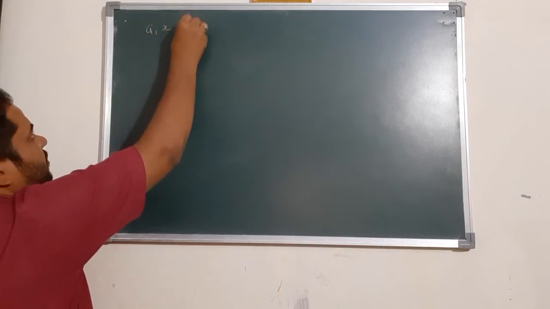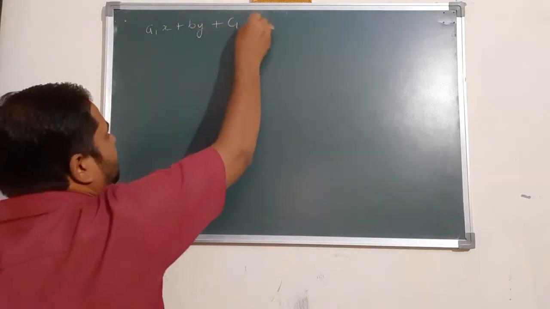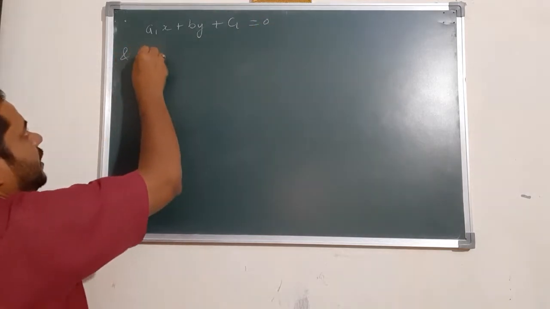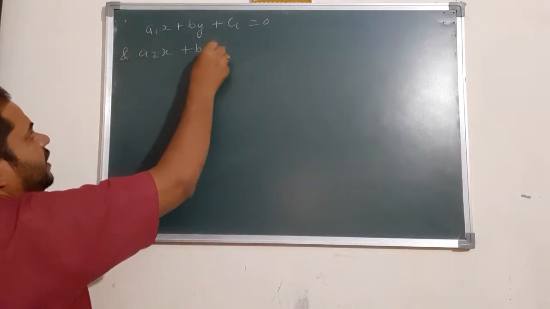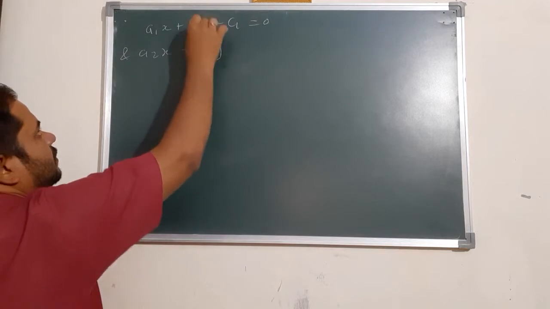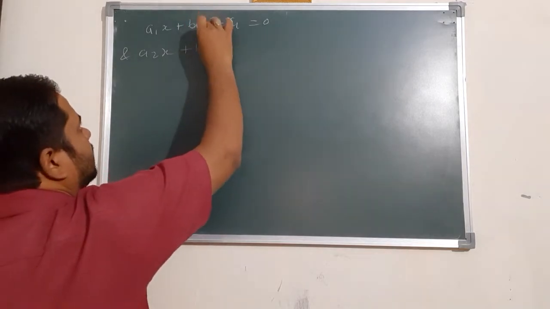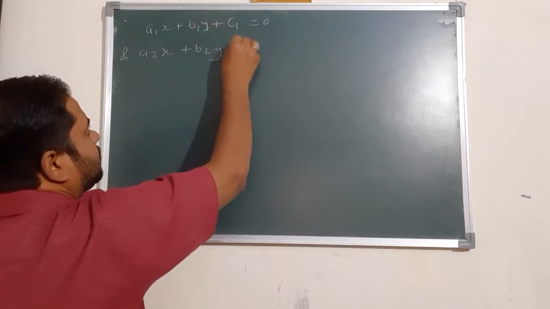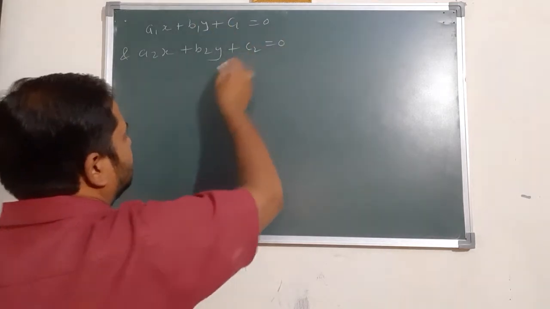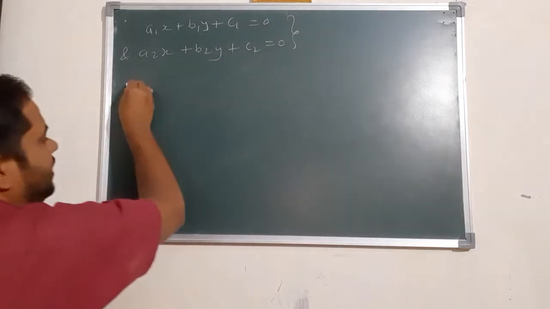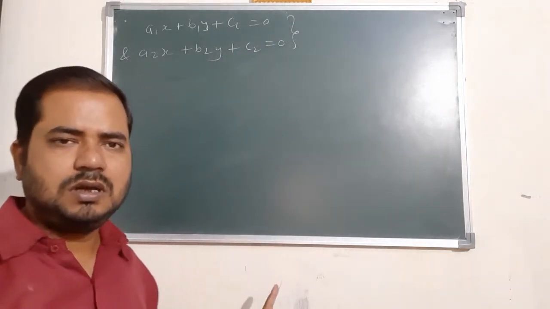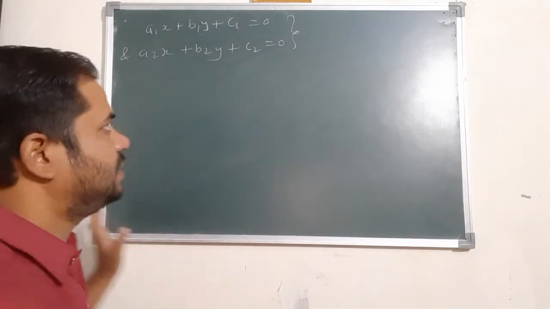a1x plus b1y plus c1 is equal to 0 and a2x plus b2y plus c2 is equal to 0. Then they are consistent in two conditions: when they have unique solution, or they have many solutions.